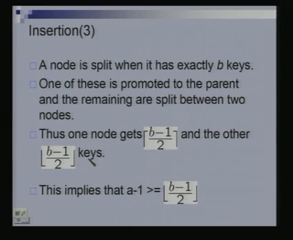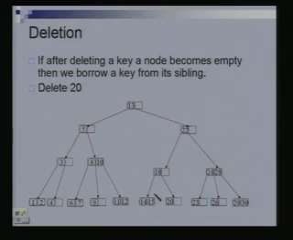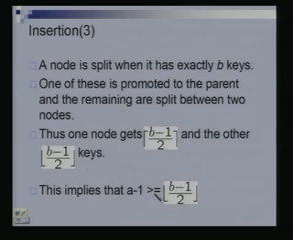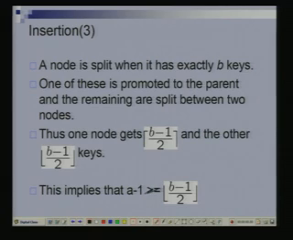But after the split, these two nodes are valid nodes of the tree. So, it must be that our requirement on the minimum, since one node is getting only so many keys, right, this should be a less than, sorry. So, A minus 1, this quantity should be less than or equal to B minus 1 by 2. Thank you. This is an error. I'll correct this. This should say less than or equal to B minus 1 by 2. Good.